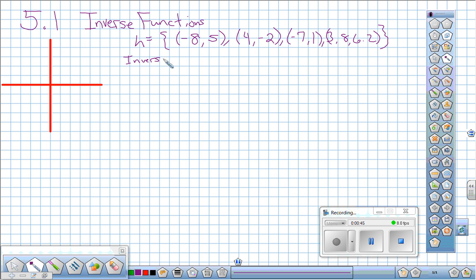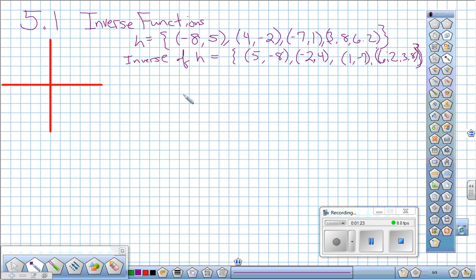all I do is switch the x values with the y values. So my inverse of h will be equal to (5, -8). I don't switch the signs or anything. They keep their own signs. (-2, 4), (1, -7), (6.2, 3.8). That's the end of the set, so I close off with a set bracket.